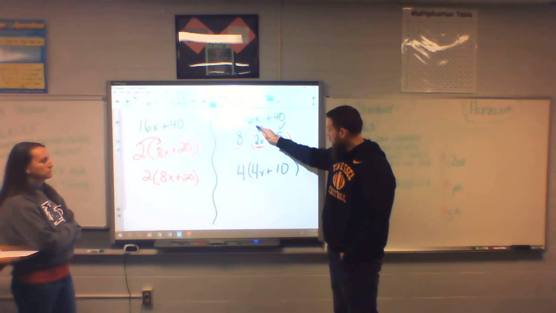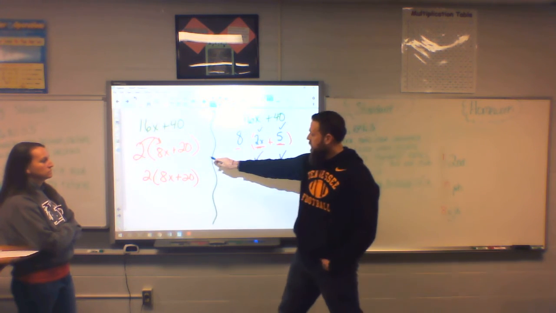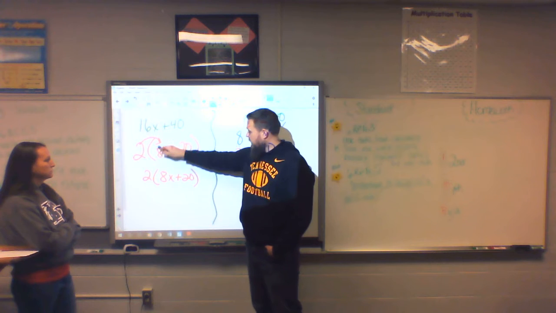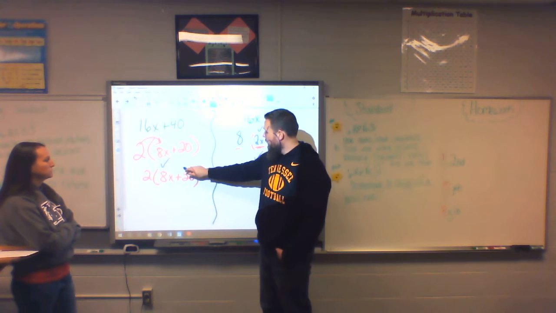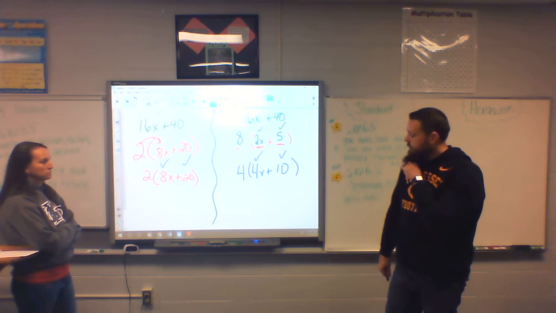4 times 4 is 16. 4 times 10 is 40, so we know that's correct. Over here at Miss Bridwell, 2 times 8 is 16, so that's good. And 2 times 20 is 40. So all 3 of those are correct and good answers.